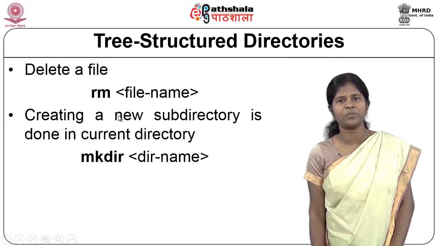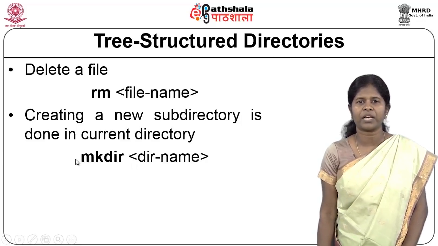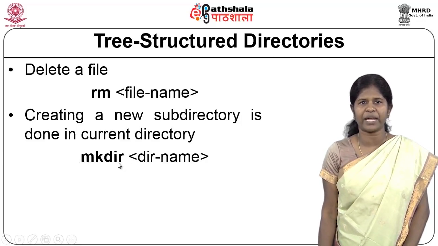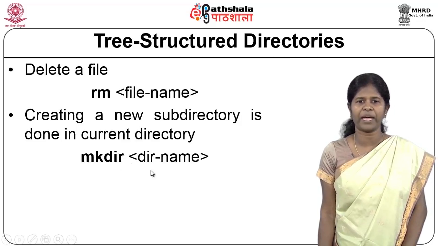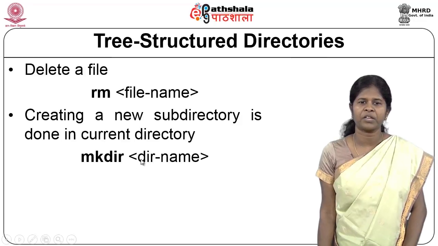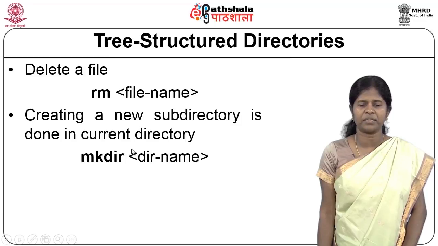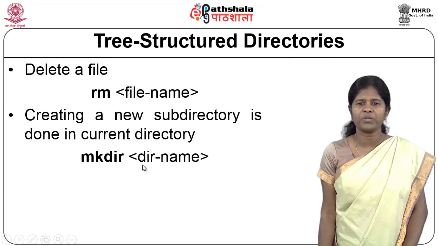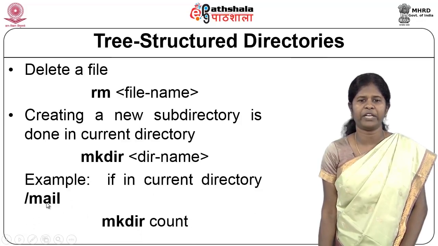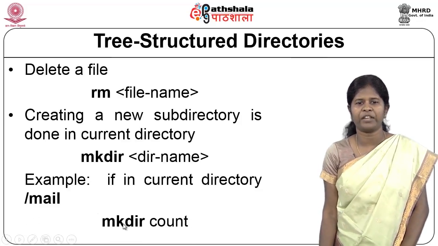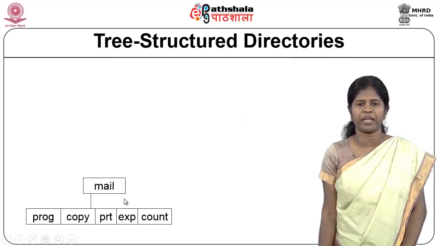And it is also possible to create a new subdirectory in the current directory. The command for creating a new subdirectory is mkdir in the case of Unix, followed by the directory's name. This will create a directory or subdirectory beneath the current directory using the name that is specified. So, if the current directory is mail and you are trying to create a new directory called count, you need to specify mkdir count.